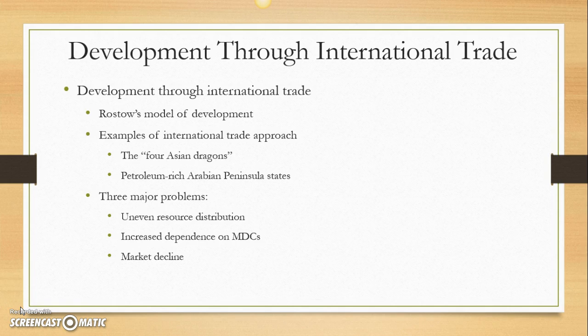Okay. And so some examples where this has worked really well, we look at the 4 Asian dragons. And these are, let me see if I can remember them all, Japan, Korea, China's not one of them, Singapore I think is one, and I'm drawing a total blank on the 4th one, but you could look that up and I'm sure you'd be able to find it.